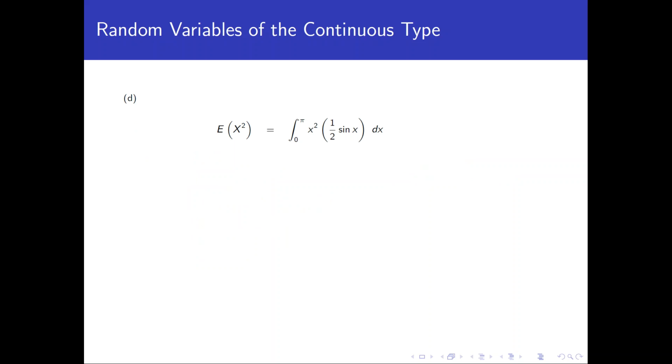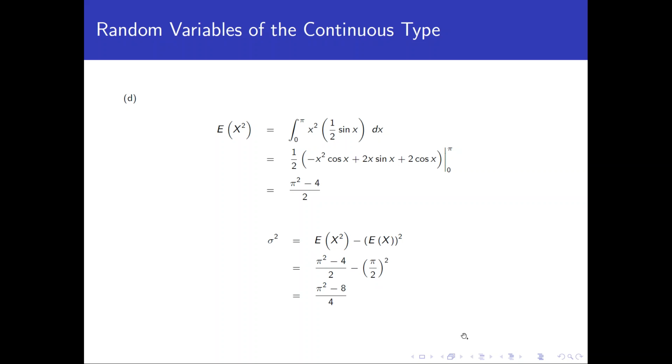You can do the same thing with the expected value of x squared. Multiply by x squared here. This requires integration by parts twice. I didn't show it here, but you should make sure you know how to do integration by parts to be able to solve some of these integrals. They will pop up. Plugging in our endpoints, we get pi squared minus 4 over 2. That's the expected value of x squared. Now, just like before, we have to subtract off the mean squared. When we do that, we get pi squared minus 8 over 4.